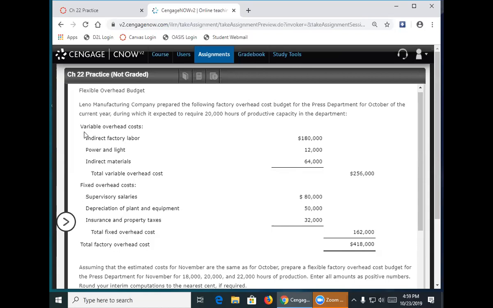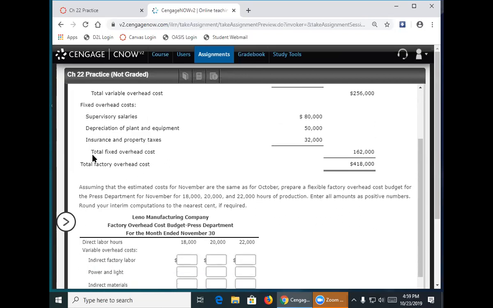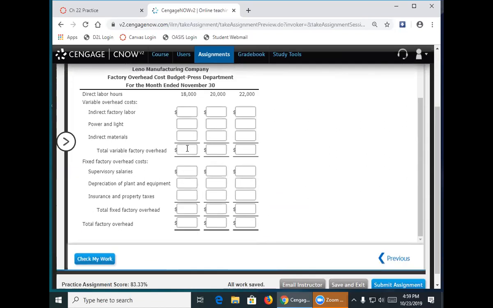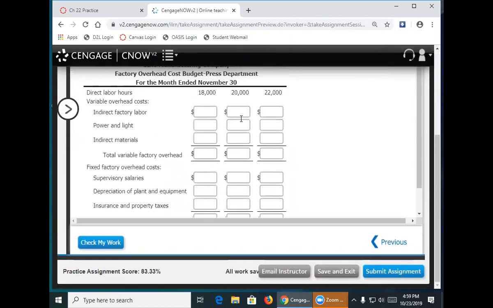So they give us our variable costs and our fixed costs. And they said, assume that the estimated costs for November are the same as for October. We just want to take this information and do a flexible budget, okay? So we want to do what our overhead would be if we used 18,000 hours of production versus 20,000 and 22,000. Well, the great thing is they gave us the 20,000, so we can just fill that in, right? I like it when they do that. So I'm going to do the middle one first, just because it's easiest.